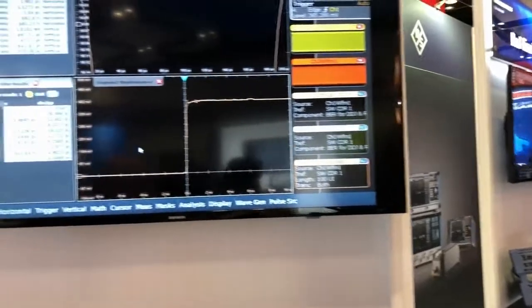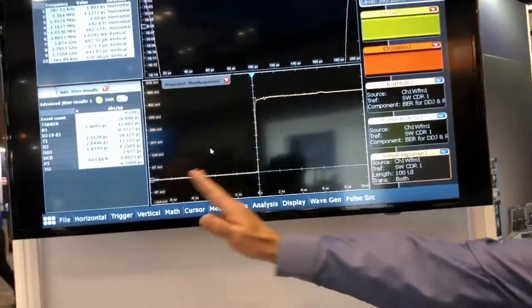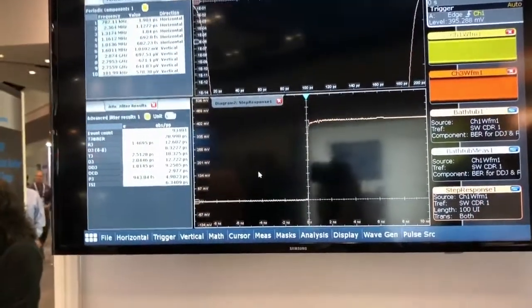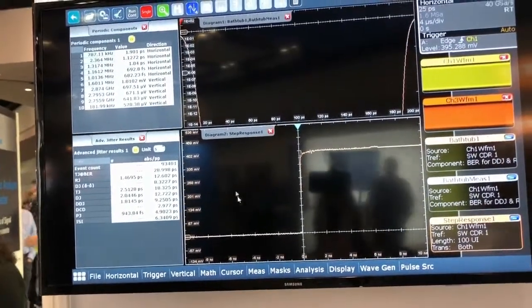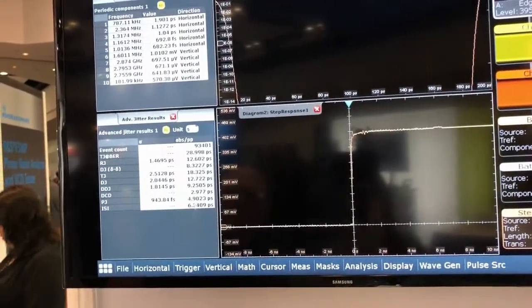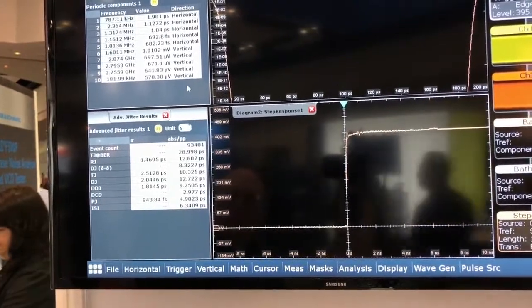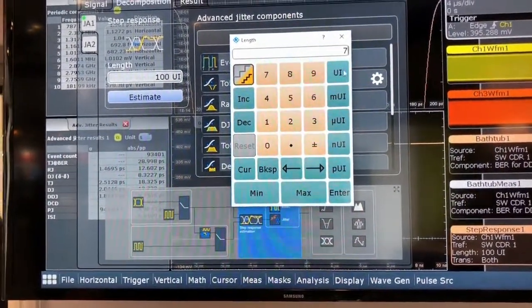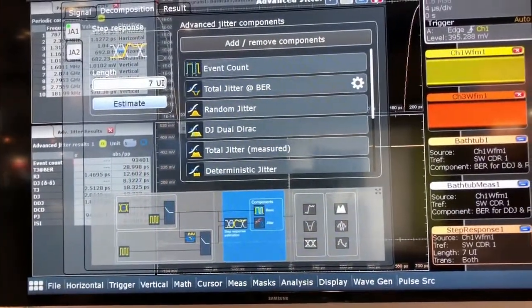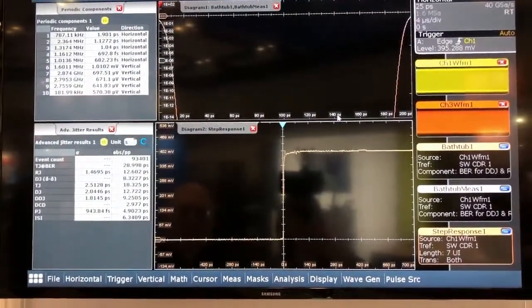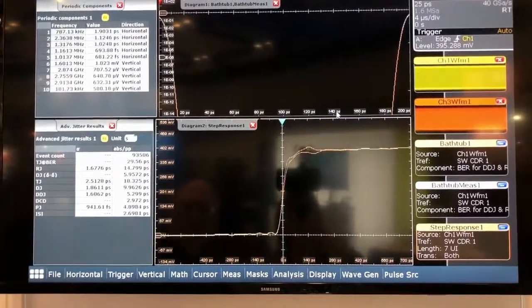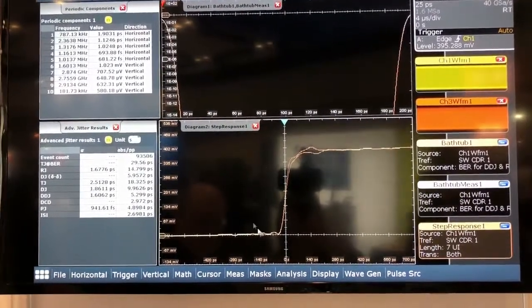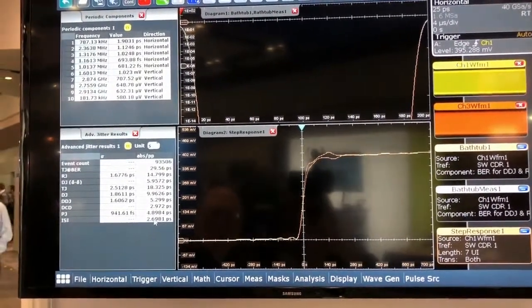I want to try something different. If I had a shorter repeating pattern, I wouldn't be able to measure this 20 nanoseconds. I'd have to measure a smaller chunk. Now remember this number, 6.3 picoseconds. Okay, we'll come back to that. Right now I'm looking at 100 bits. I'm going to switch to 7 bits, which is a typical short repeating pattern like a PRBS 7. And you can see the number changes. Now my ISI is only 2.7 picoseconds.